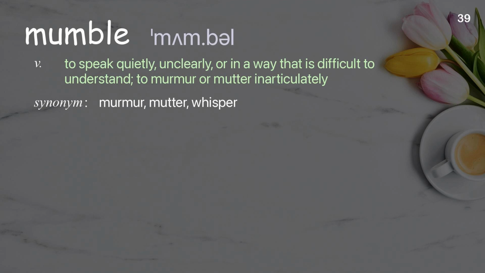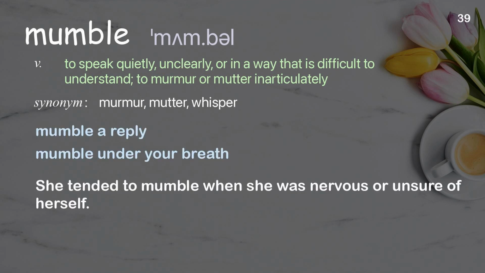Mumble. To speak quietly, unclearly, or in a way that is difficult to understand. To murmur or mutter inarticulately. Examples: Mumble a reply. Mumble under your breath. She tended to mumble when she was nervous or unsure of herself.